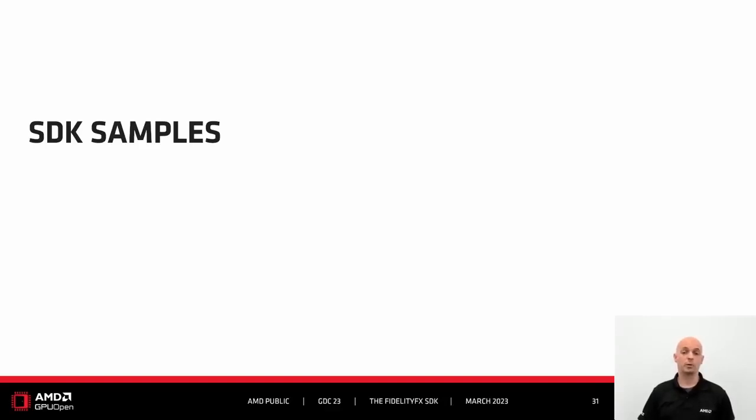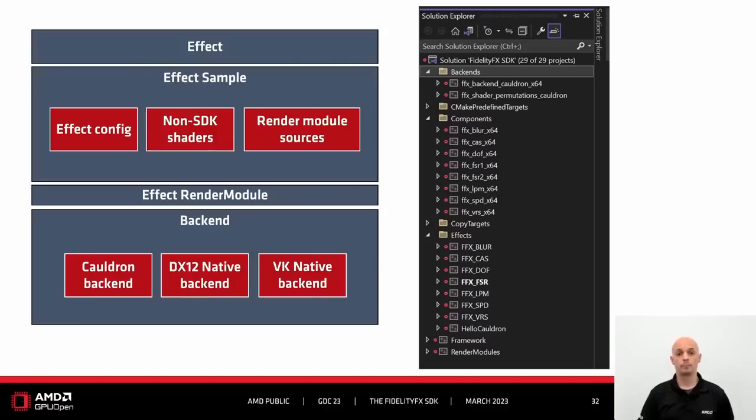Now, let's have a look at how our samples are put together. Each feature sample is built on its own self-contained framework configuration. The sample will contain one or more simple render modules showing how to interface with the SDK for that particular feature. The sample solutions can either be built on a feature-by-feature basis or as a master solution with all features. Furthermore, there are also scripts to build samples backed by either Cauldron's custom SDK or linked against native backend libraries from the SDK for DX12 and Vulkan.